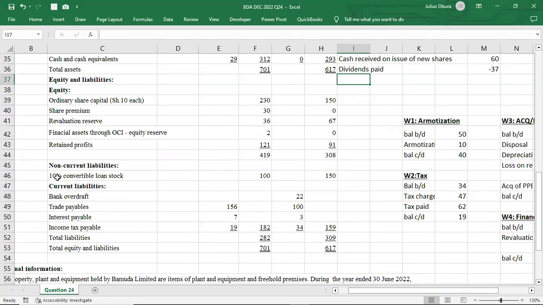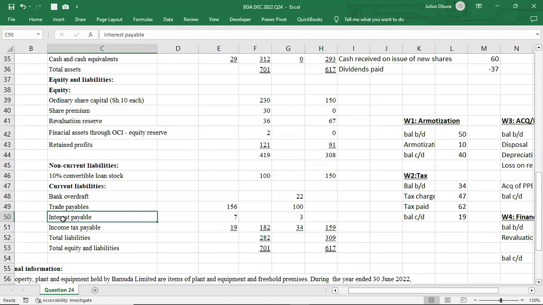From the dividends payment, we have the convertible loan stock. Now let's check the convertible loan stock. We have 150 to 100. But remember, during the period we converted 50 to ordinary share capital. So here there's nothing.